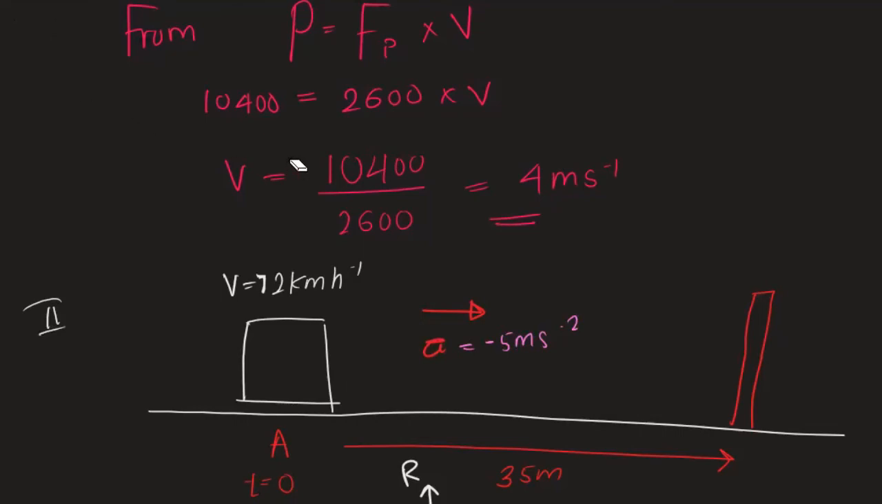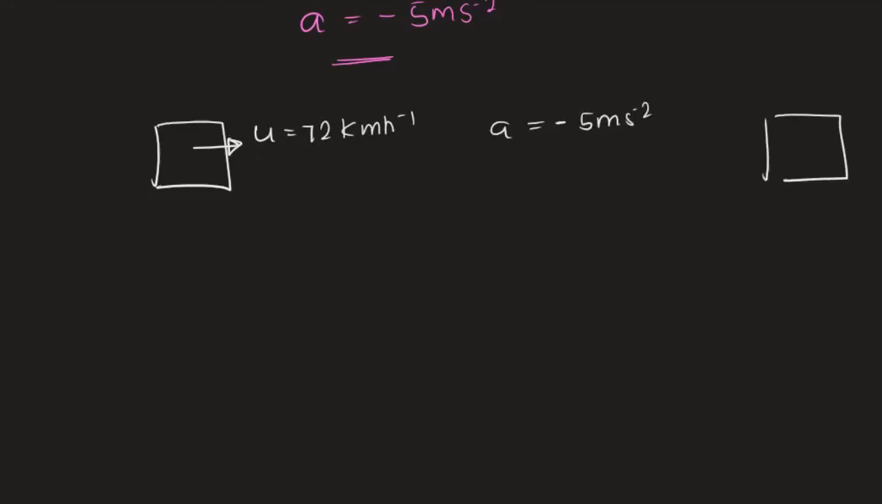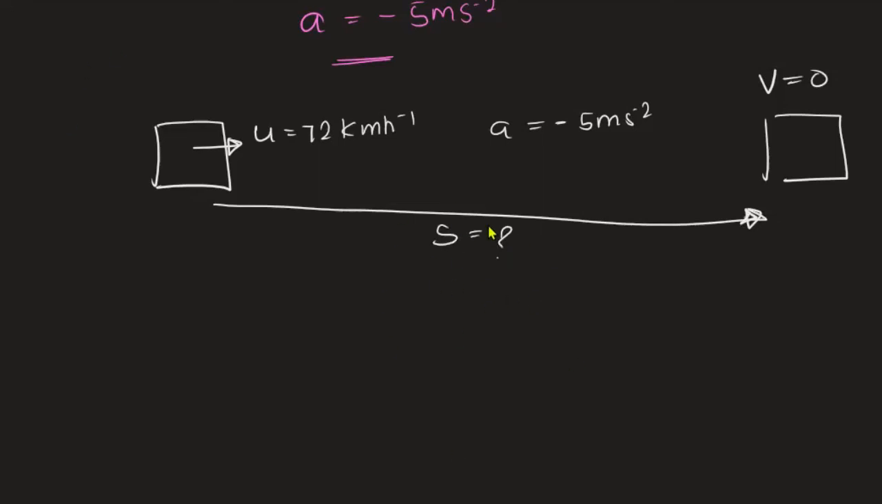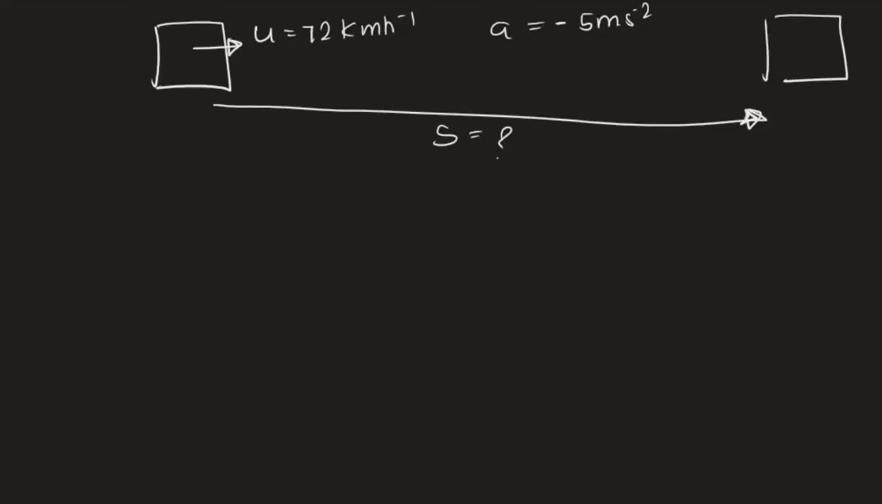Now let's assume at this point it was having an initial velocity of 72 kilometers per hour. It's moving with a deceleration of minus 5. Somehow it needs to come to rest, right? Shall we find the minimum distance required for it to come to rest? Shall we find this distance S? What is this S? The minimum distance required by the vehicle to come to rest due to this frictional force and all these things. Right. Let's do that.